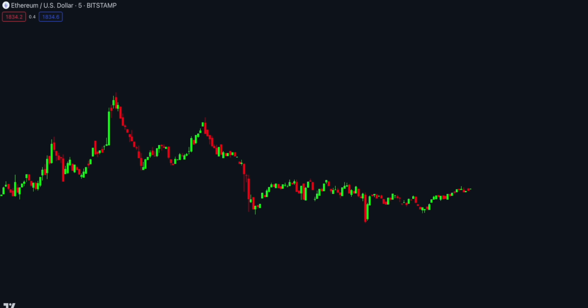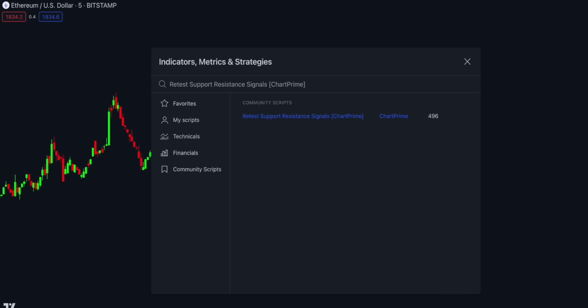We'll start this tutorial by showing you how to add this technical indicator to the chart, as well as how it works. To install the indicator, simply go to TradingView.com and open the chart. Open the Indicators menu and search for Retest Support Resistance Signals by Chart Prime.